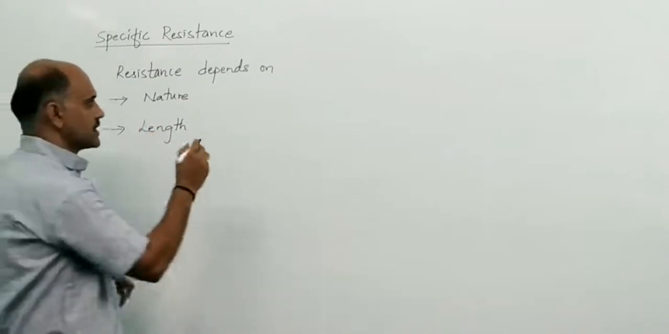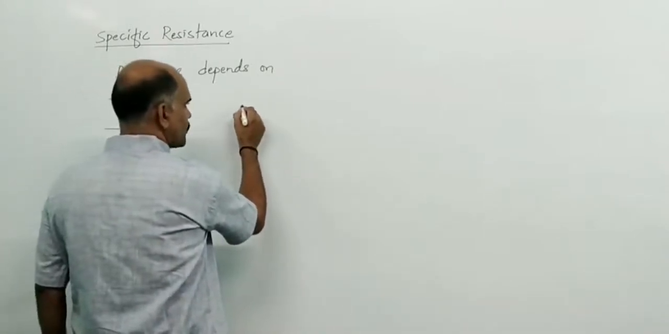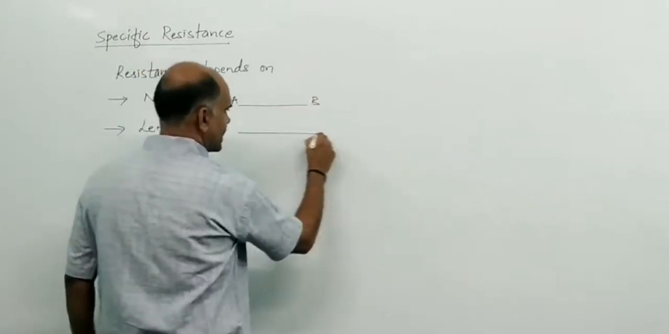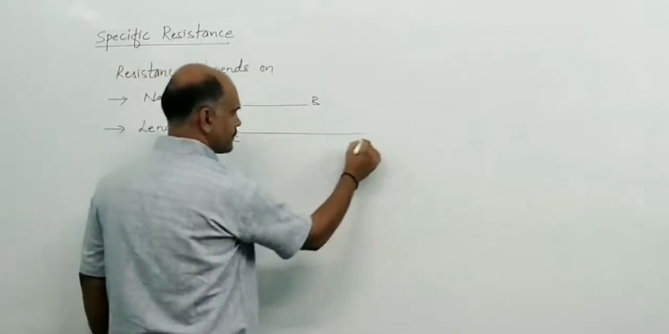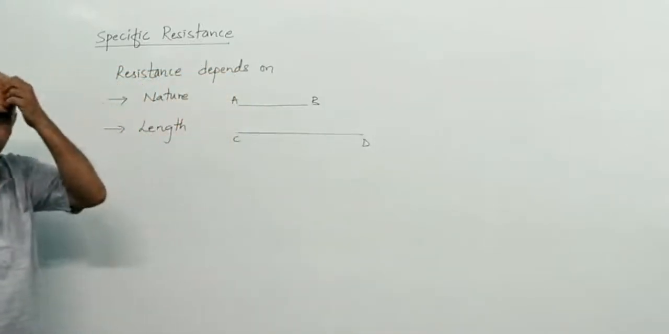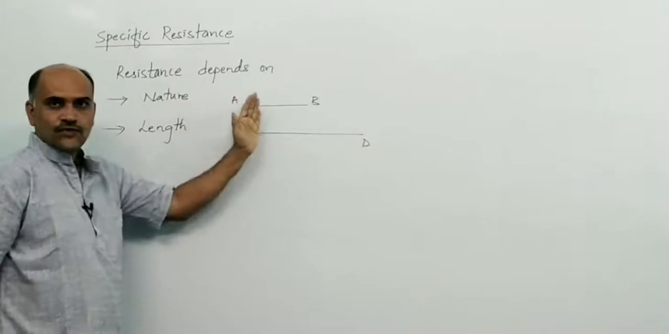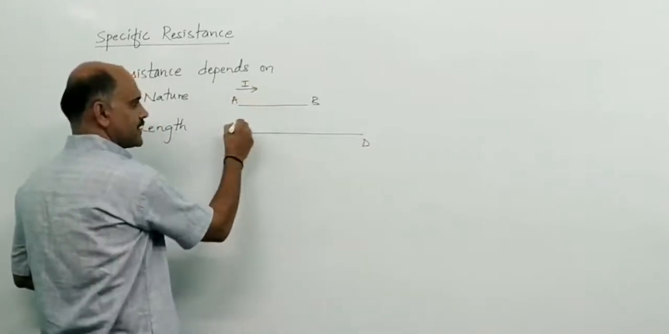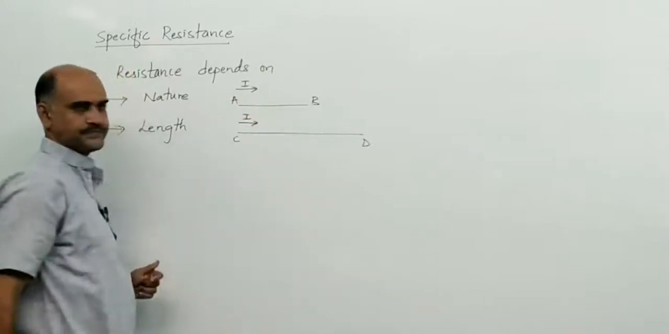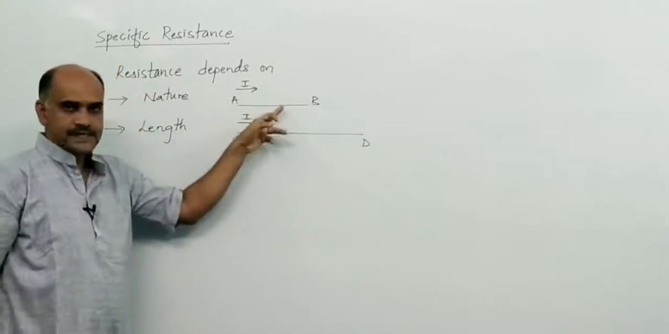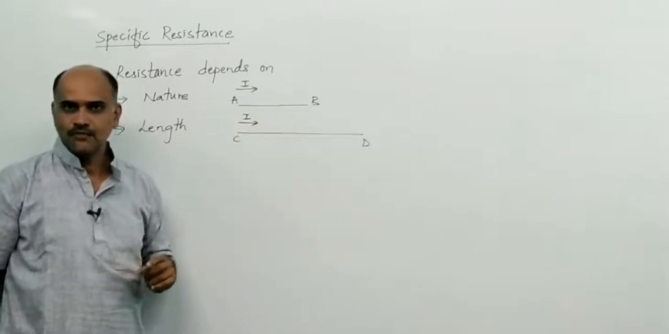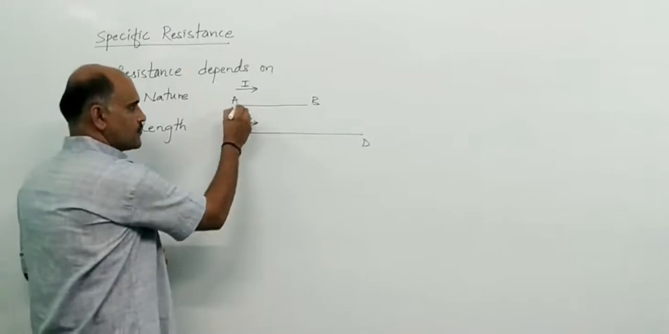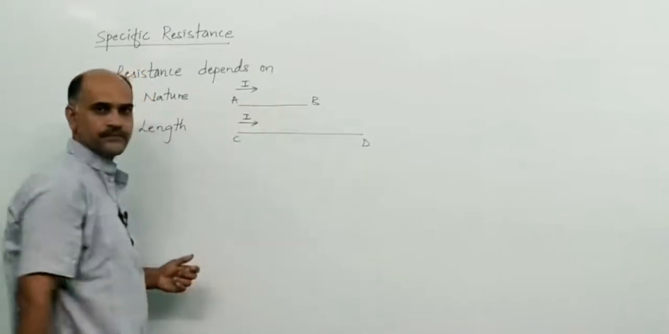Now suppose the length of the wire is more. This is one wire, I will take A to B, and I will take another wire C to D. Current is flowing from left to right in both cases. Current means charges are moving. You may think of it as electrons. So charges are moving from this end to this end.